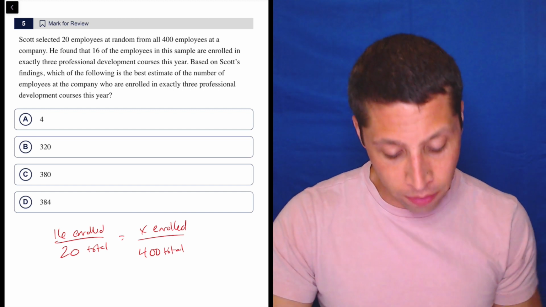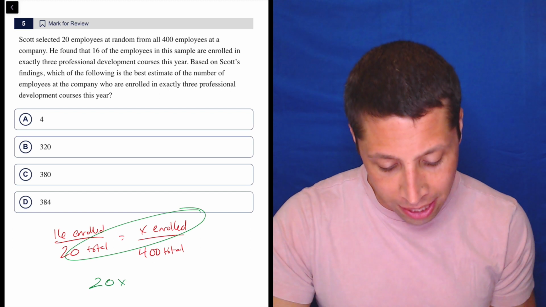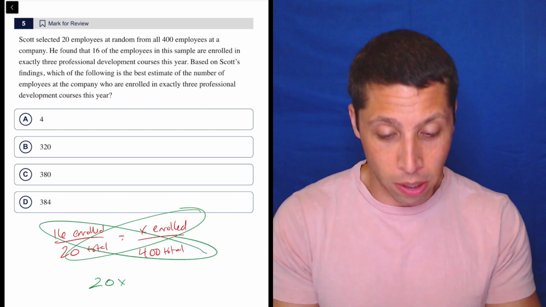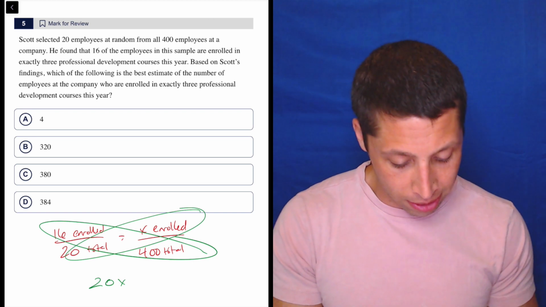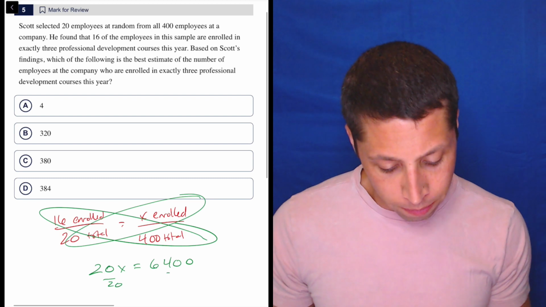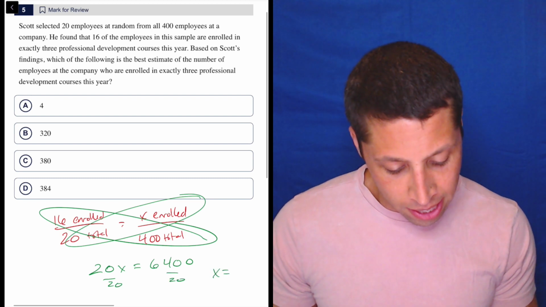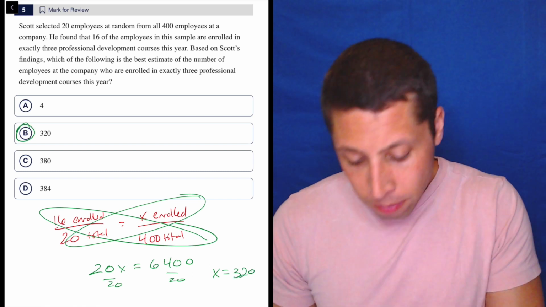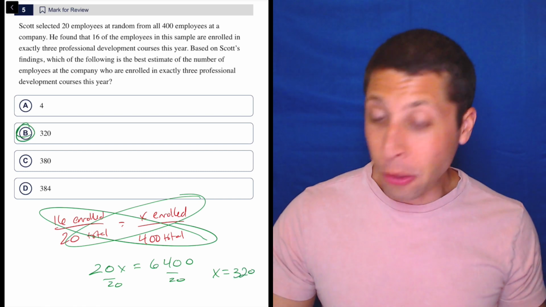Now I can cross multiply and divide. So x times 20 is 20x, 400 times 16. Gonna grab my calculator. 400 times 16 is 6400. And then we can just divide by 20 to get that x is, let's see, 320. And that's it. No real opportunity for error.